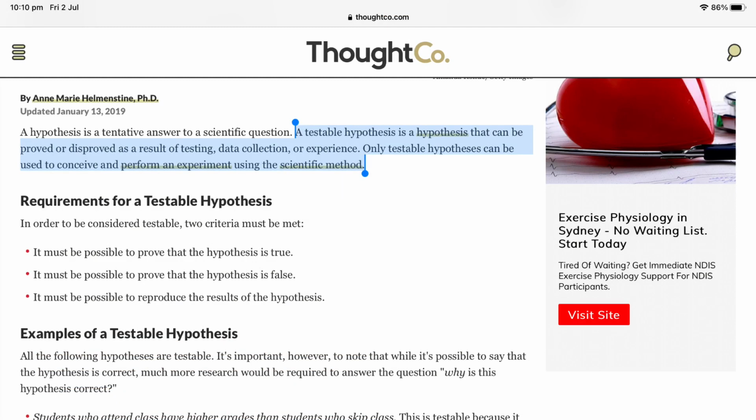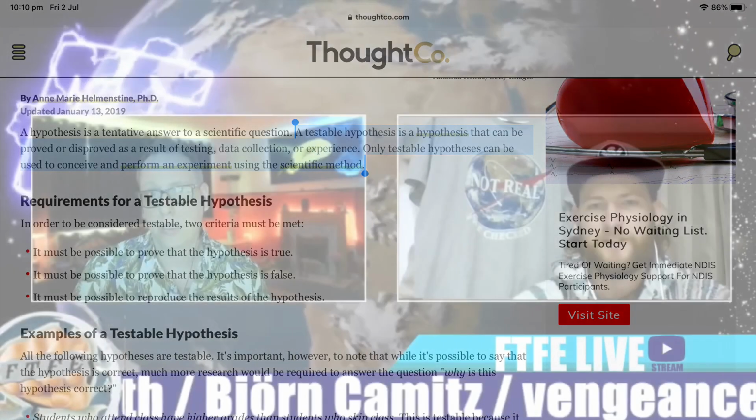From ThoughtCo, only testable hypotheses can be used to conceive and perform an experiment using the scientific method. Only testable hypotheses. So what are we actually doing in the experiment? Why is the Foucault pendulum coming to this? How does the Foucault pendulum work? Is the Earth rotating under the Foucault pendulum as it swings? Is that how it's working? Technically, yes. It's got a fixed pivot point, and the fact that the bob is moving, you can make a prediction as to what the drift would be if the Earth is rotating at 15 degrees per hour. And so what happens when I launch my drone from this rotating Earth and the drone doesn't drift at 15 degrees per hour as the pendulum does?